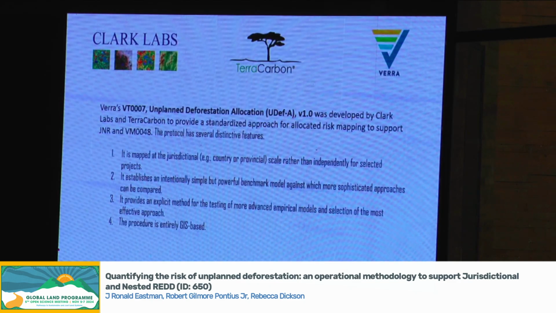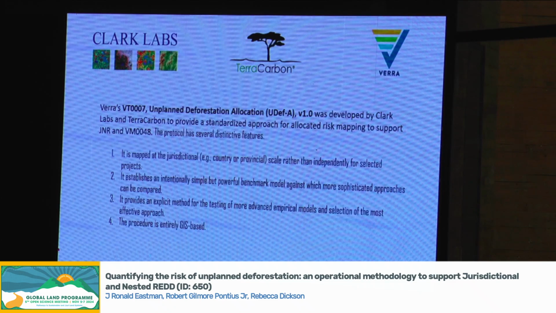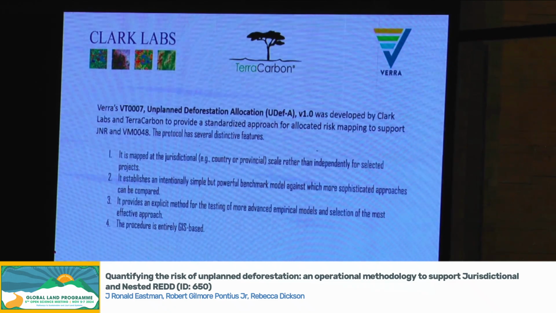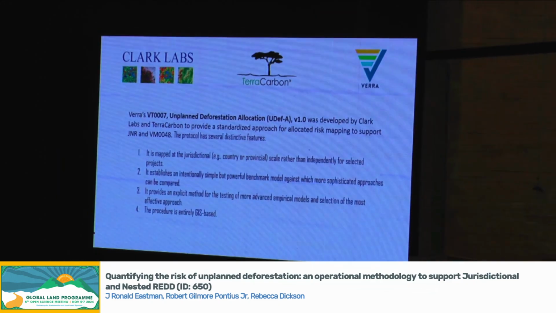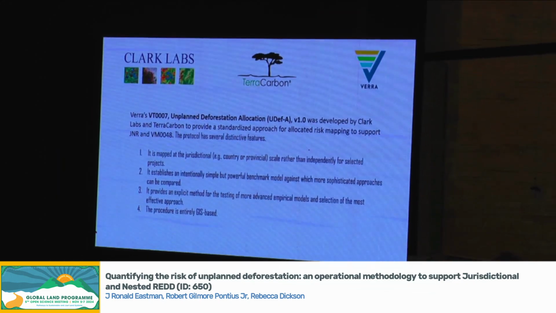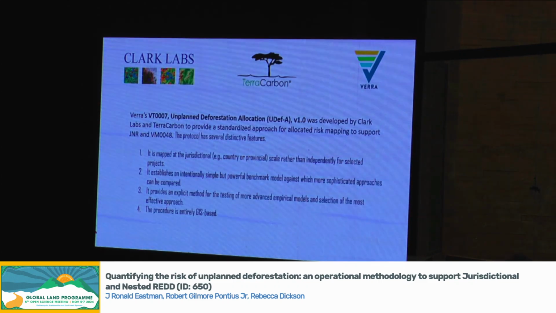Okay, so VT7 is the project that we, being Clark Labs and Terra Carbon, got involved with, to help develop a methodology for unplanned deforestation allocation. The allocation being risk allocation. The abbreviation is UDEF-A, and we developed this to support both JNR and VM48.